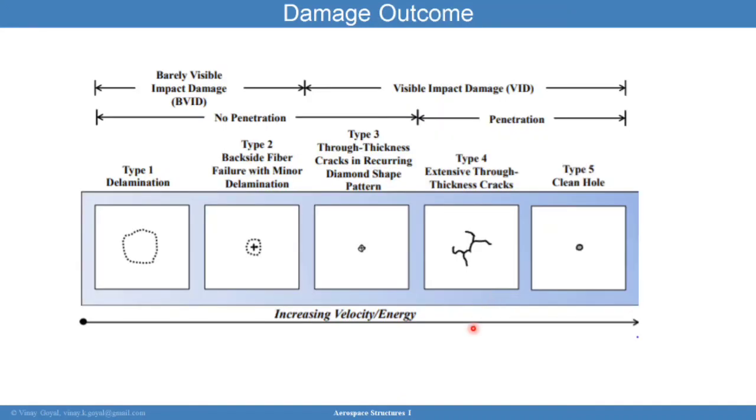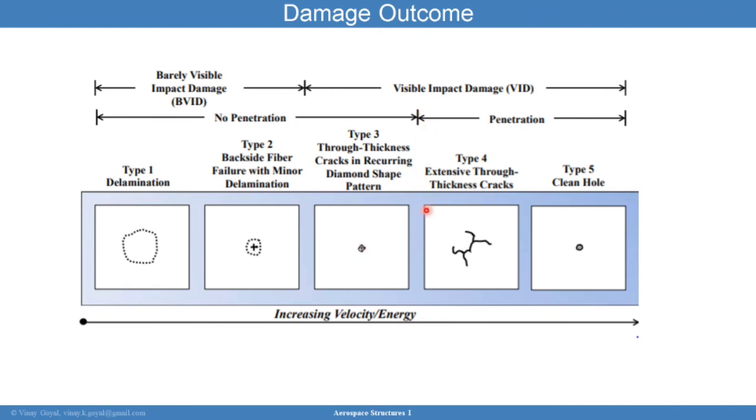The other point I want to make is that as you increase the velocity of impact, you start with delaminations. Then you go to backside fiber failure with minor delamination. That means not only did the front side get damaged, but the backside, which may not be inspectable, gets damaged. And you could then have through-the-thickness cracks with delaminations going all the way through, in diamond-shaped patterns. And there is a no-penetration phase, so there's no penetration to the other side, it hasn't gone through like a bullet.